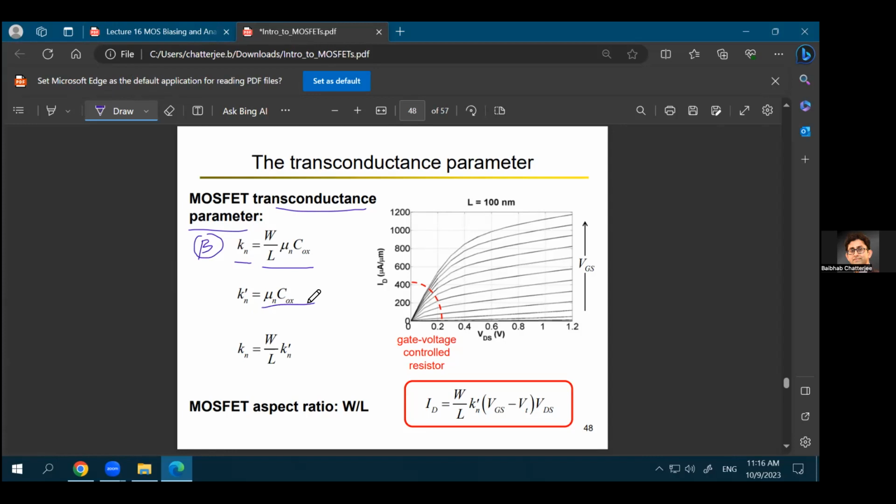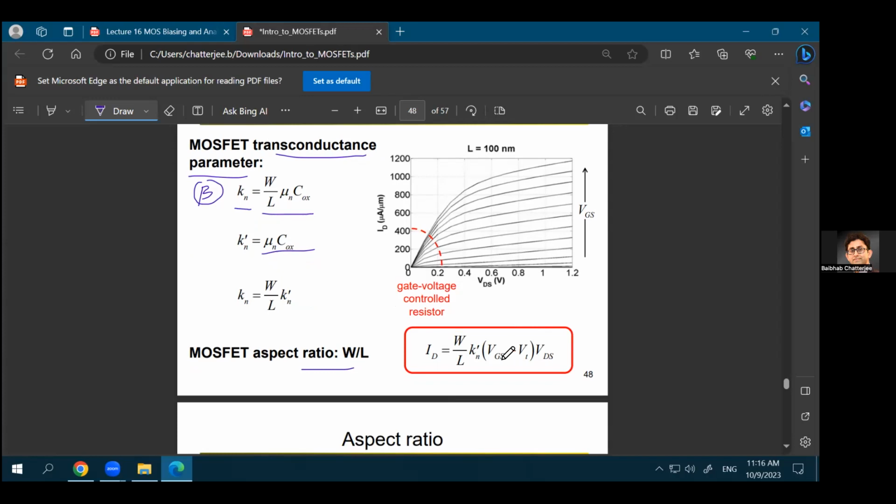The process transconductance, mu times Cox, is sometimes represented as K subscript N prime. So your Kn is actually your aspect ratio multiplied with Kn prime. And you can represent your ID, the final current, as W over L times Kn prime times VGS minus VT times VDS. Now, of course, this is again an equation that is proportional to VDS. So this actually represents the characteristic of the device in this region.